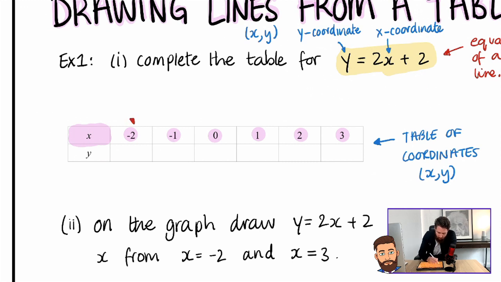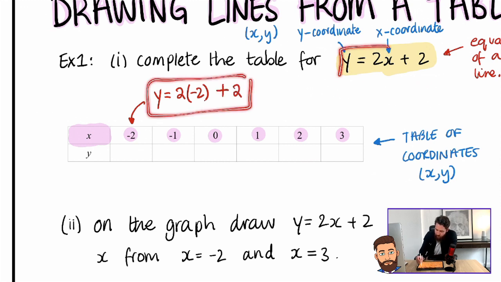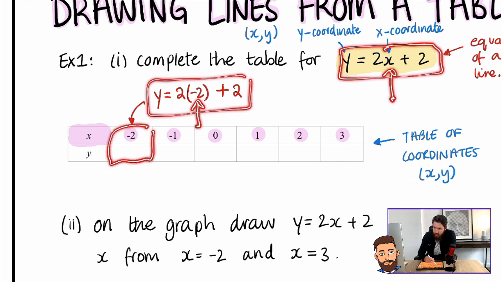They want to know, what is y when x is -2? Well, if I substitute x is -2 into my equation over here, it says y equals 2 lots of x plus 2. So y equals 2 lots of x, which in this case, what is x? x is -2, so that's 2 lots of -2 plus 2. Hopefully what you can see there is all I've done is replace the x in my equation with the x that I'm focusing on here, which is -2.